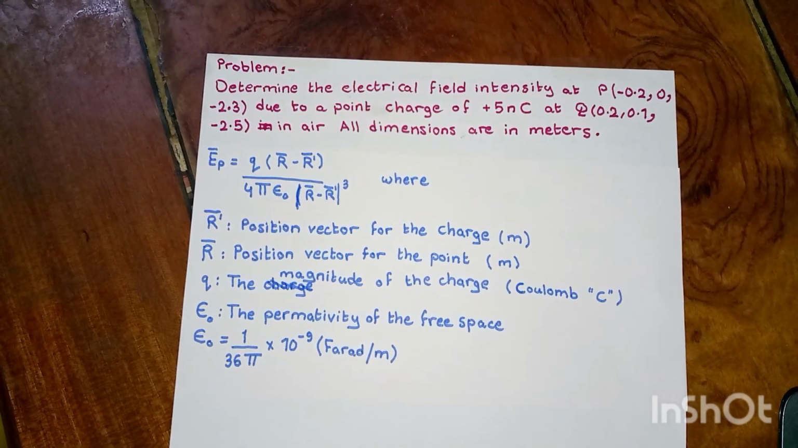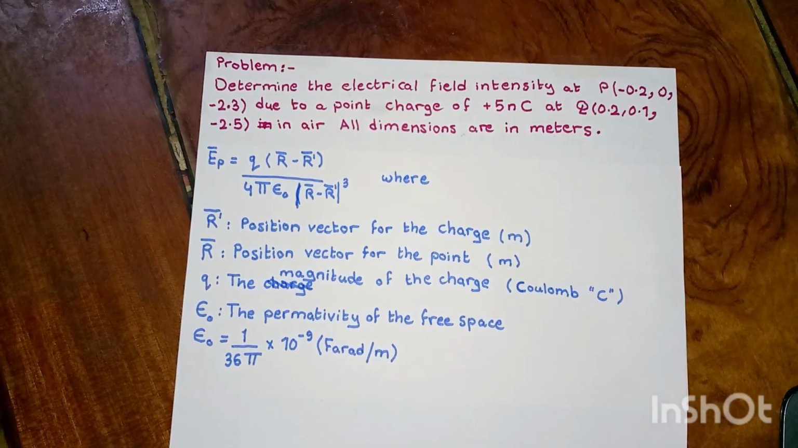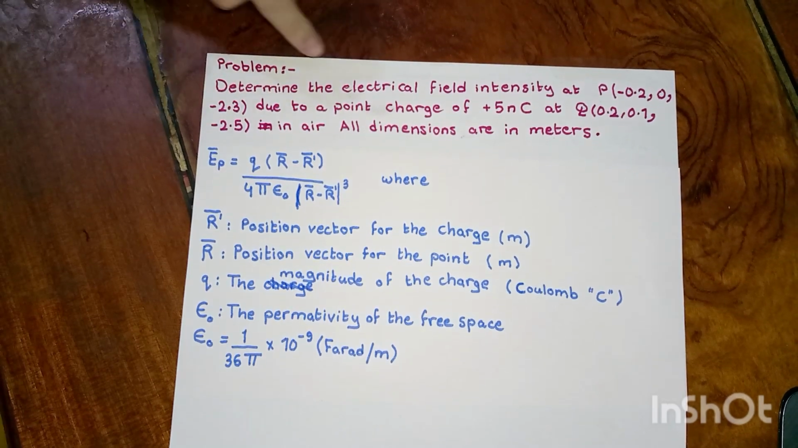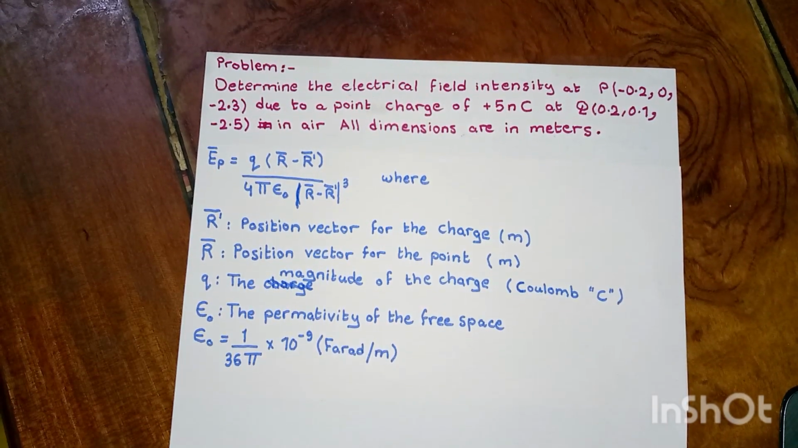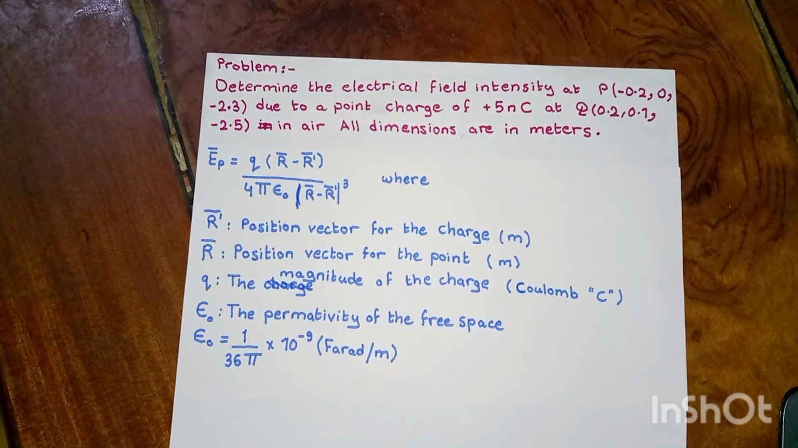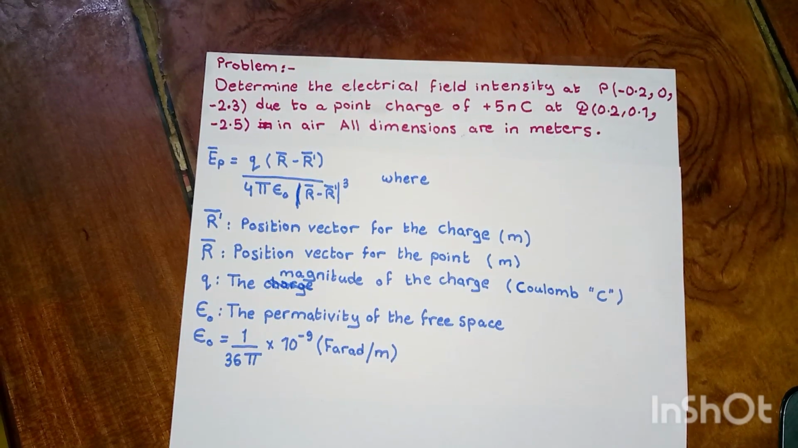Hello everyone, today we are going to solve this problem. Determine the electrical field intensity at P, the point which has the coordinates of minus 0.2, 0, and minus 2.3, due to a point charge that has a charge of plus 5 nanocoulomb at Q (0.2, 0.1, minus 2.5) in air, and all dimensions are in meters.